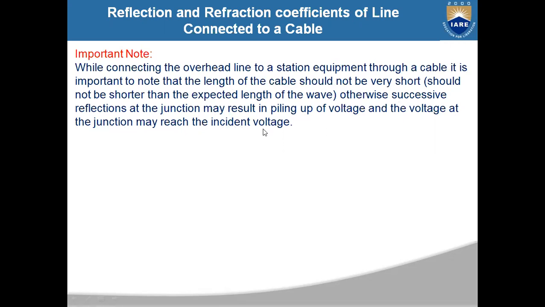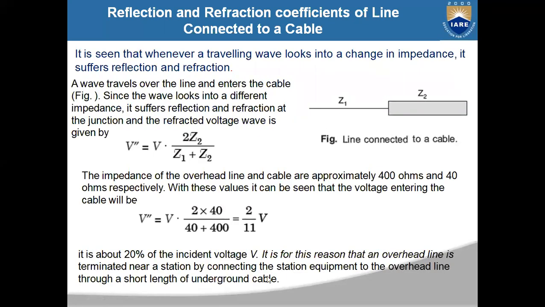As I said before, when the cable is connected to the line, the transmitted voltage will be 20% of the incident voltage. But if the cable length is not sufficient, if it is very short, then piling up of the voltage will happen. Instead of transmitting 20% of the incident voltage, the total incident voltage itself will flow through, which is not advisable. You have to take care that sufficient length of cable is used between your transmission line and your substation. That is the important point you have to note here.